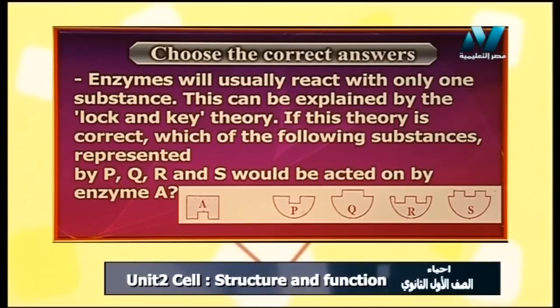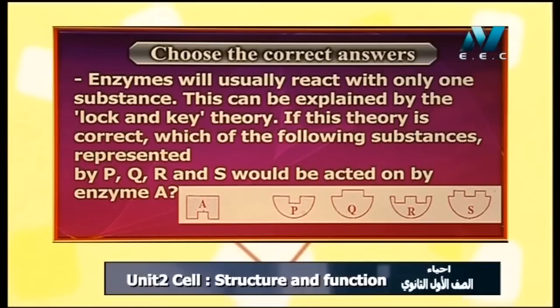نعمل ريفيجن كده بكام سؤال نشوف احنا عارفين ايه. السؤال اللي قدامنا دلوقتي بيقول لي choose the correct answer. Enzymes will usually react with only one substrate اللي بنقول عليها substance او substrate. This can be explained by lock and key theory. يعني في theory بتقول in the relation between the enzyme and the substrate it is like the relation between the key and lock. That means the key should fit the lock internally.